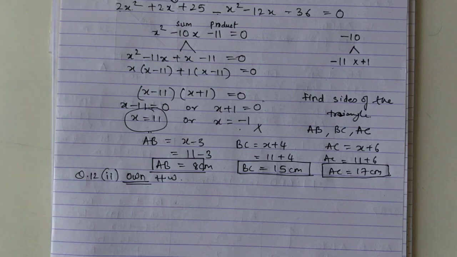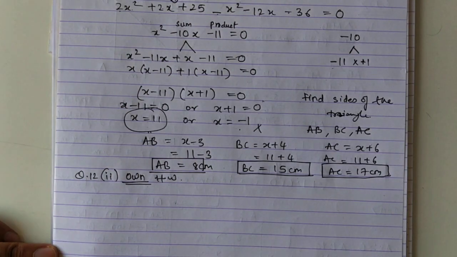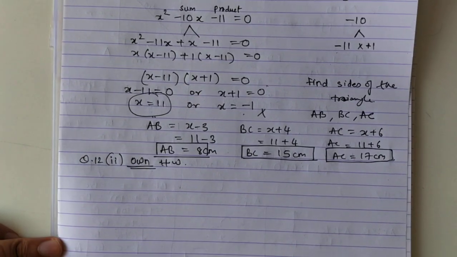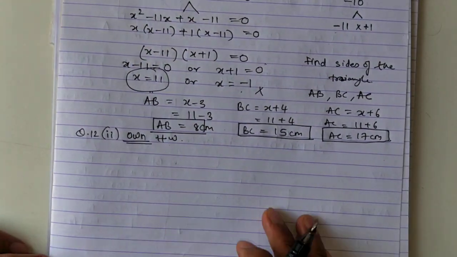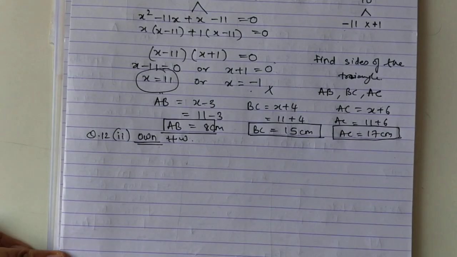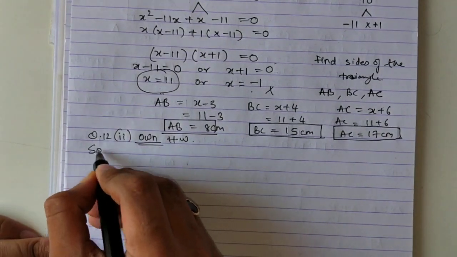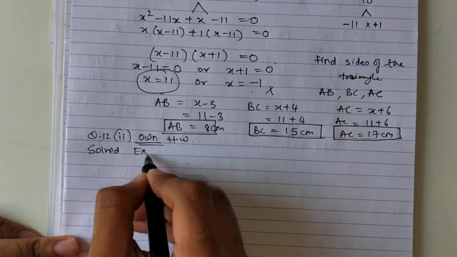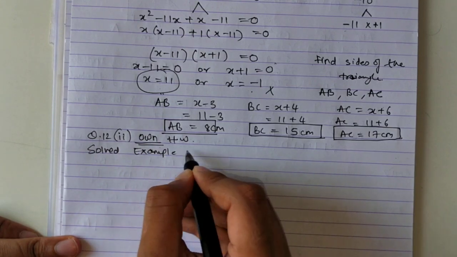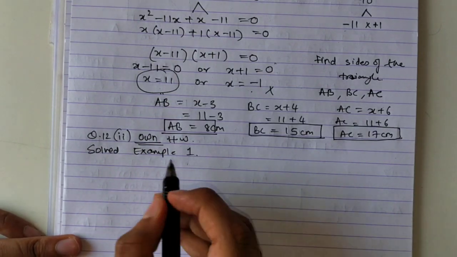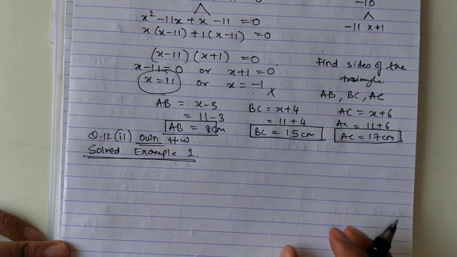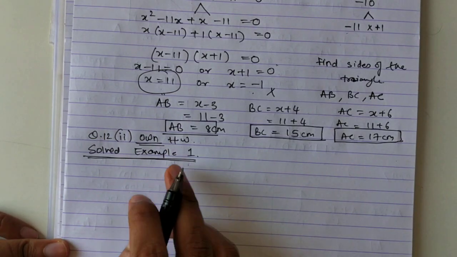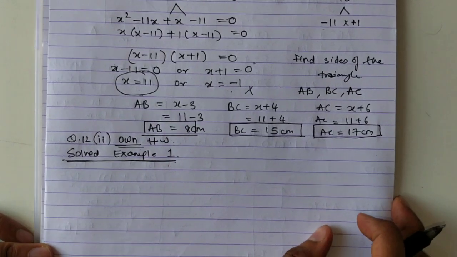Now, I want to discuss one important sum here. If you turn a few pages back in your textbook, you will find solved example 1. This solved example 1 is a very important sum. This type of sum is not there in the exercise, and this was a sum which was asked in the exam also.